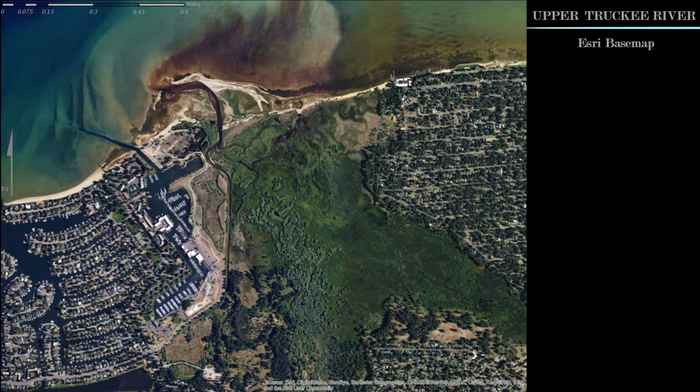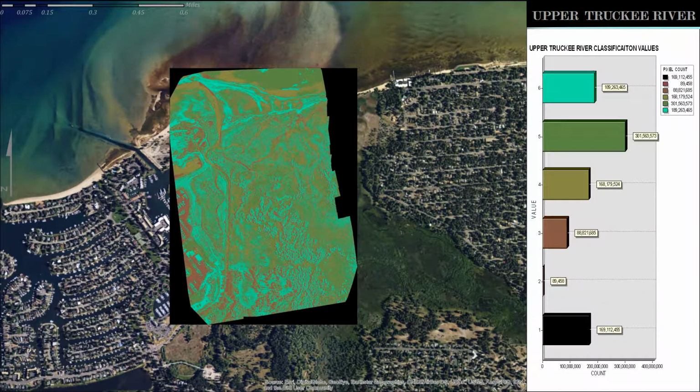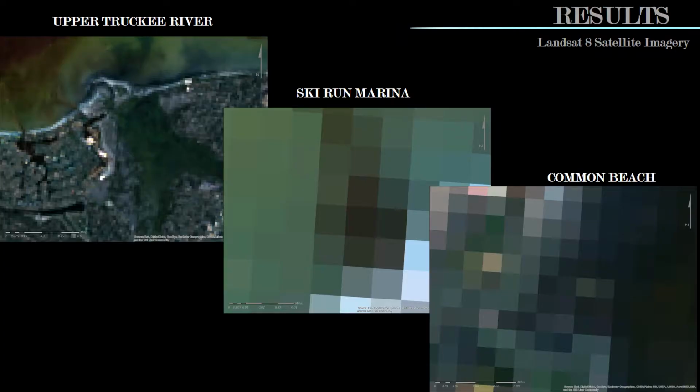And the last site is the upper Truckee River, which is actually adjacent to the Tahoe Keys, where Eurasian water milfoil is thought to have been introduced originally. And it's actually gotten several miles up the Truckee River. So here's the base map and the ortho image that was done by the Spatial Informatics. And here's the last image classification for the upper Truckee area.